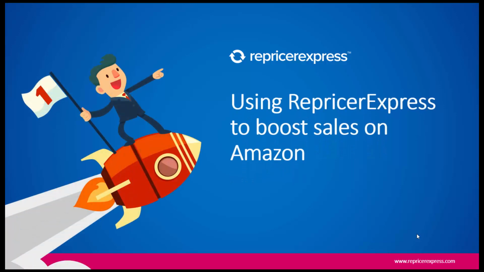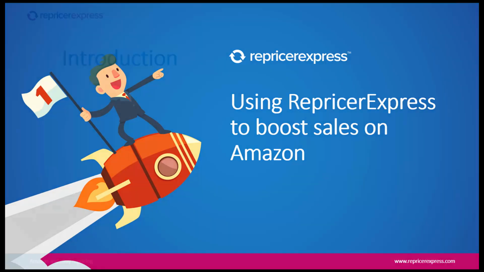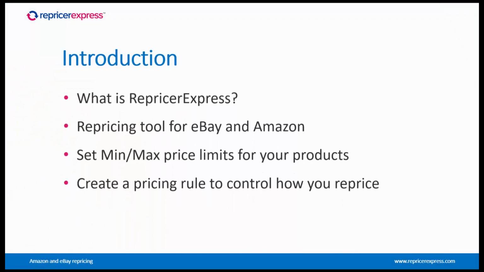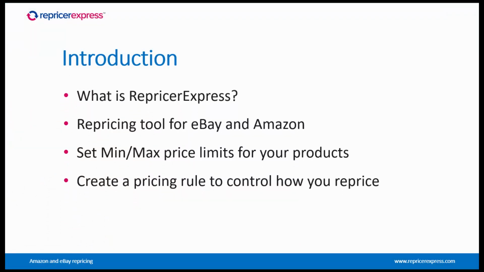In this video, I'm just going to introduce you to the world of RepricerExpress. RepricerExpress is a repricing tool for Amazon and eBay. Basically, what this means is that we will look after your pricing 24/7, so you don't have to go in there and worry about changing your prices all the time.